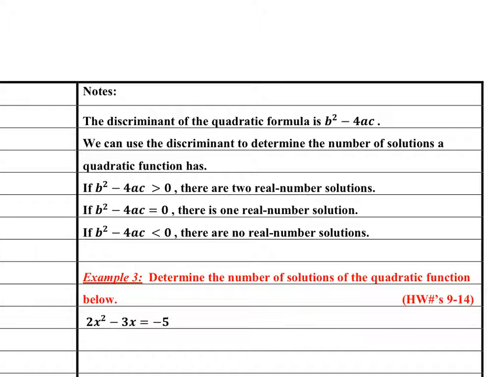The discriminant of a quadratic formula, I don't know why it's called that. I didn't make up the word. It is b squared minus 4ac, and we use the discriminant to determine the number of solutions a quadratic function has. Okay, this is the thing that's inside of the square root, right?